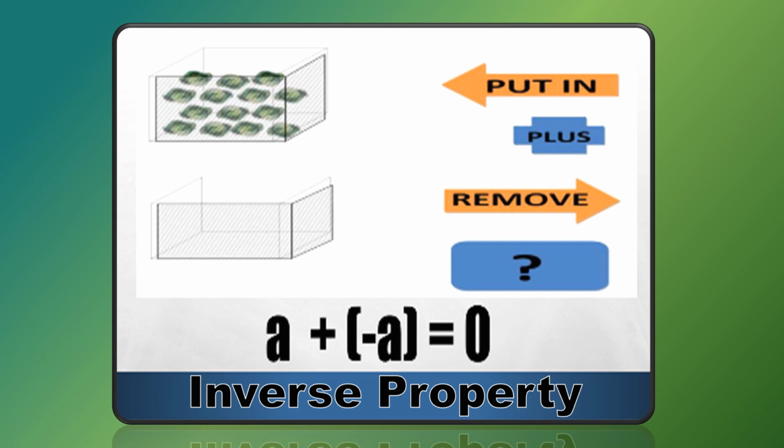Next is the inverse property. Okay, dito sa ating picture, may mga pagong sa loob ng aquarium. Iyon yung put in or ipinasok ang mga pagong sa aquarium at let us represent this as the positive a, and then plus, and then remove. So, nawala ang mga pagong. So, let us represent remove as negative a or negative sign. So, a plus negative a is equal to 0. Ano nga ba ang inverse property?